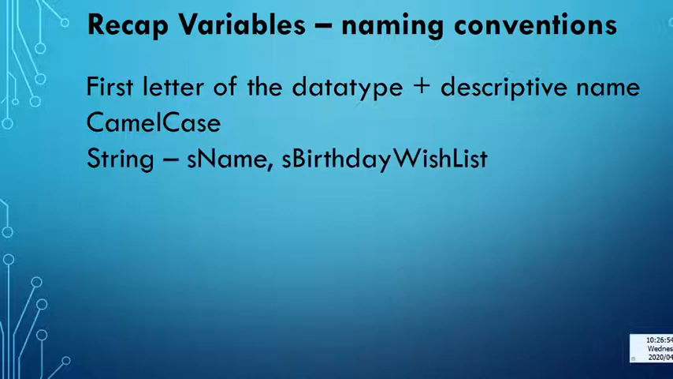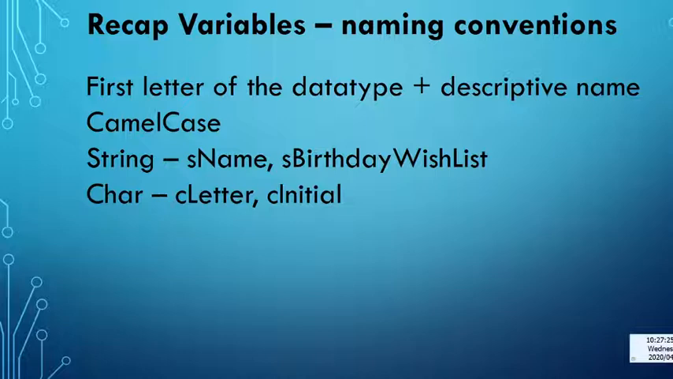So examples then would be for string, sName, and you can see here the combination of the first letter S and then a descriptive name. In the case of sBirthdayWishList, we have 3 words, distinct because of the camel case, but it's very descriptive. So in that variable, we have a birthday wish list.